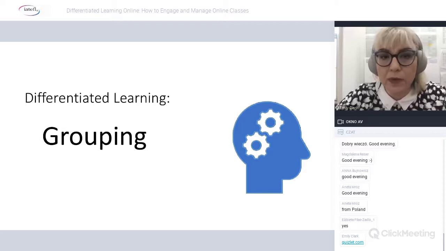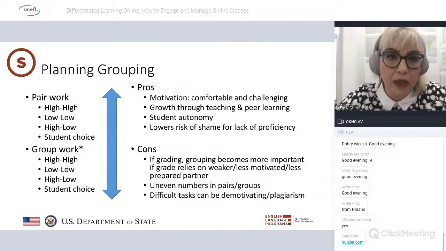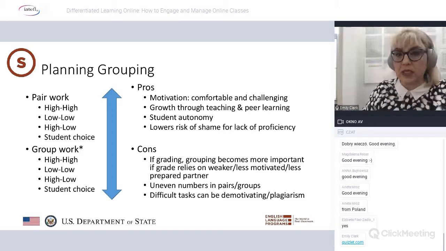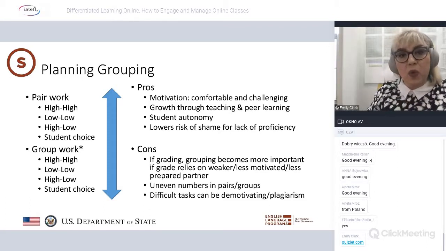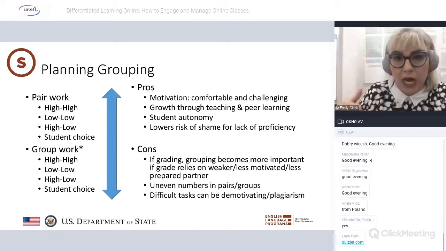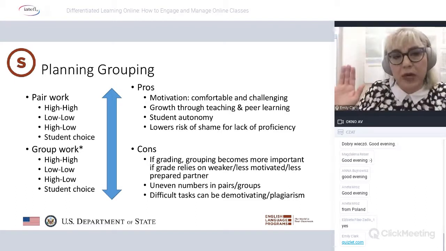So quickly, what does differentiated learning look like when you're grouping students together? You can make some decisions. So again, how do you want to group students? So do you want to do pros and cons? Do you want to group pair work and group work?